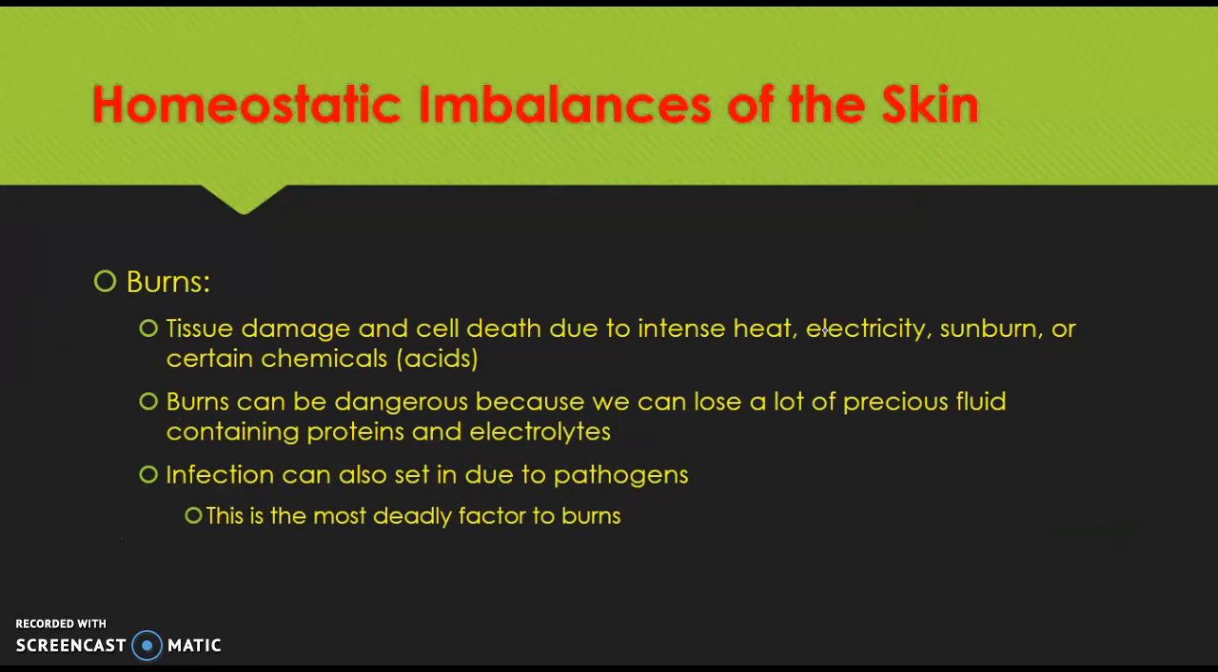All right, our big homeostatic imbalance for this unit is burns. Burns are tissue damage and cell death caused by intense heat, electricity, sunburn, or chemicals. Burns are dangerous for two reasons. One, you lose a lot of fluid. You lose a lot of interstitial fluid that's surrounding your cells, and these contain really important proteins and electrolytes. So if you have pretty severe burns, they're going to get an IV in you extremely quickly because you're losing a lot of fluid.